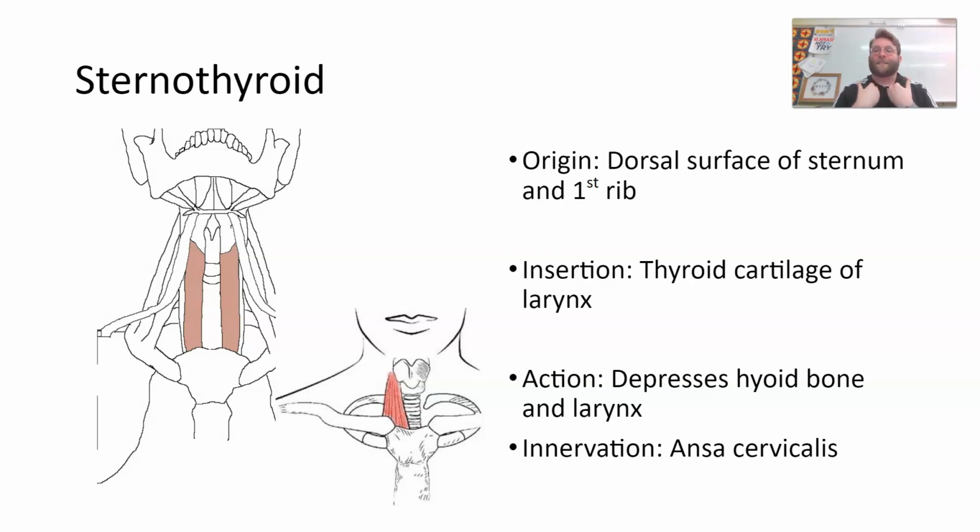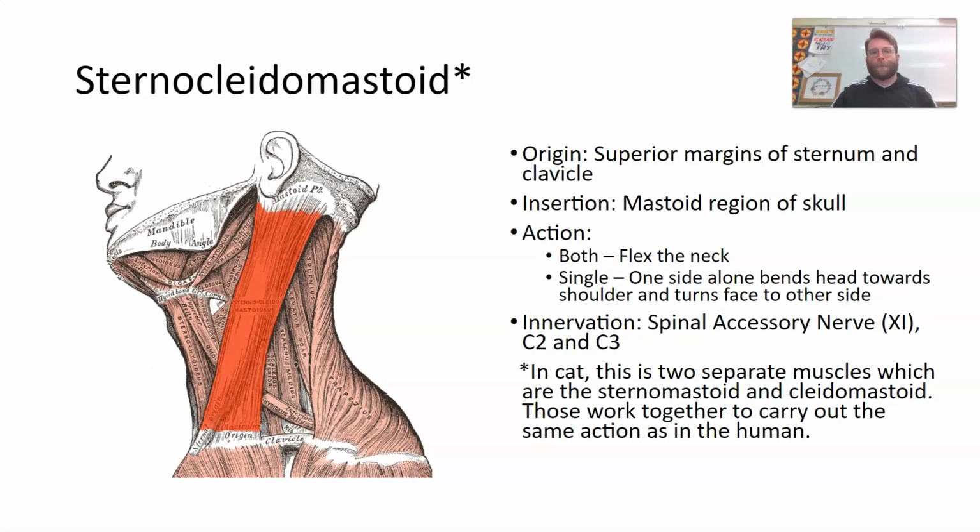The sternothyroid, again, has its origin in the sternum and the rib, and it inserts into the cartilage that's around your thyroid. So you have this thyroid cartilage that's here on the larynx. It allows you to change the shape and location of your larynx and affect what sounds you're able to make through your voice box. What it does is allow you to depress the hyoid and larynx, bringing it down, to move it up and down as you're changing your head location, and providing support for those areas.